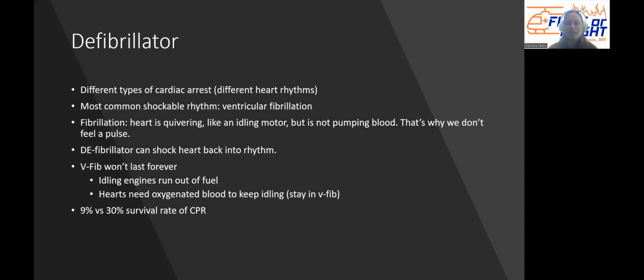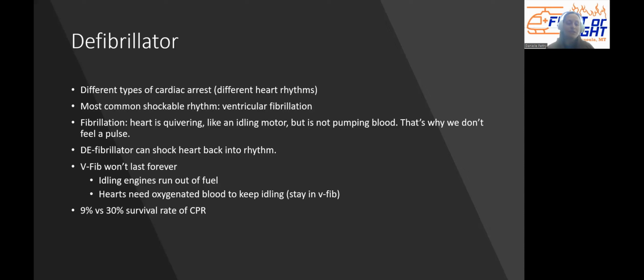Well, I'm telling you this information because sometimes people ask, well, what's more important, the chest compressions or the AED? Well, one without the other is not great. If you leave that person to go get an AED and you come back 10 minutes later, that heart is probably not going to be fibrillating because it's not been getting oxygenated blood flow for 10 minutes. That idling motor has run out of gas at that point.